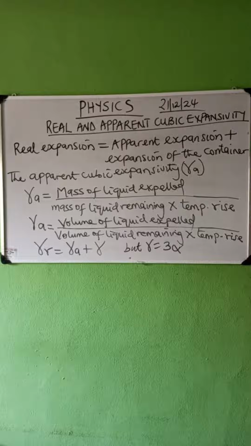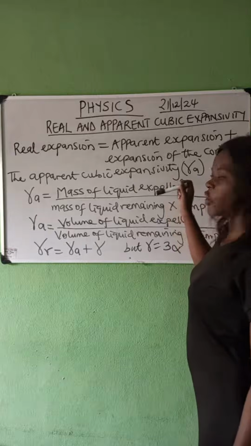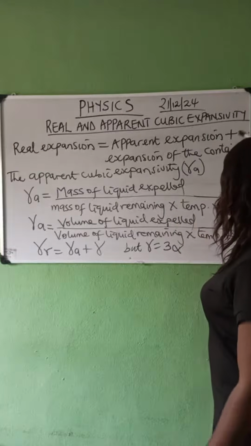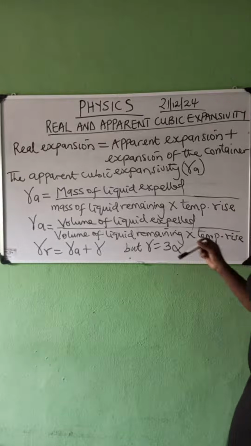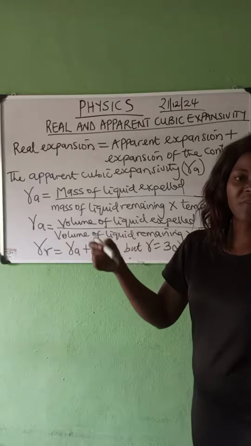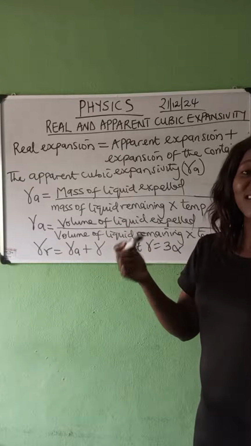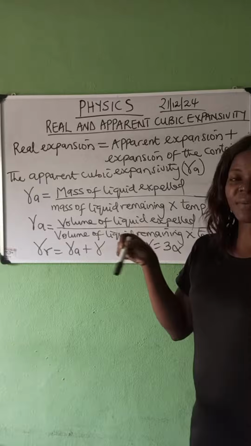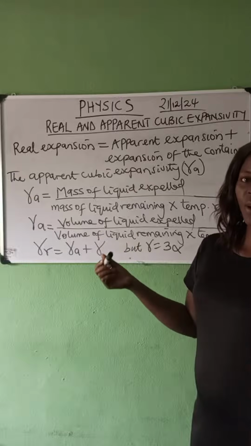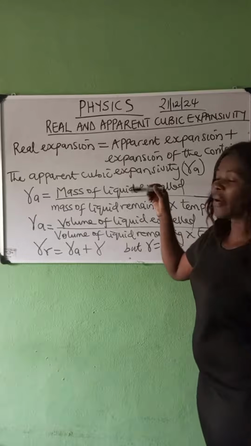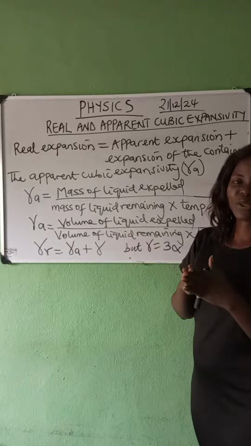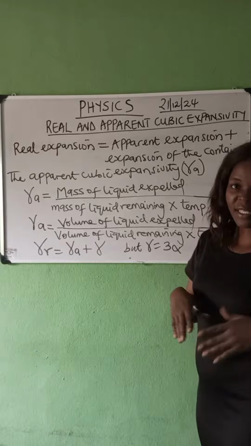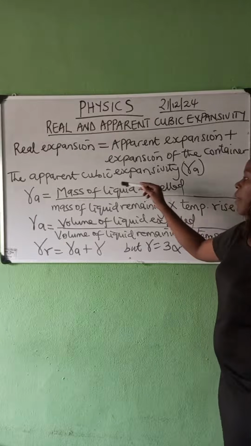All right, so let's proceed. The real expansion or expansivity equals the apparent expansion plus the expansion of the container. What am I trying to say? For the expansion of that liquid inside a container, because that liquid is inside an expansible vessel, the container has the ability to expand once heated. So you're going to consider the apparent expansion inside the container and the expansion of the container. When we add them together, that gives us the real cubic expansivity. Is that clear?